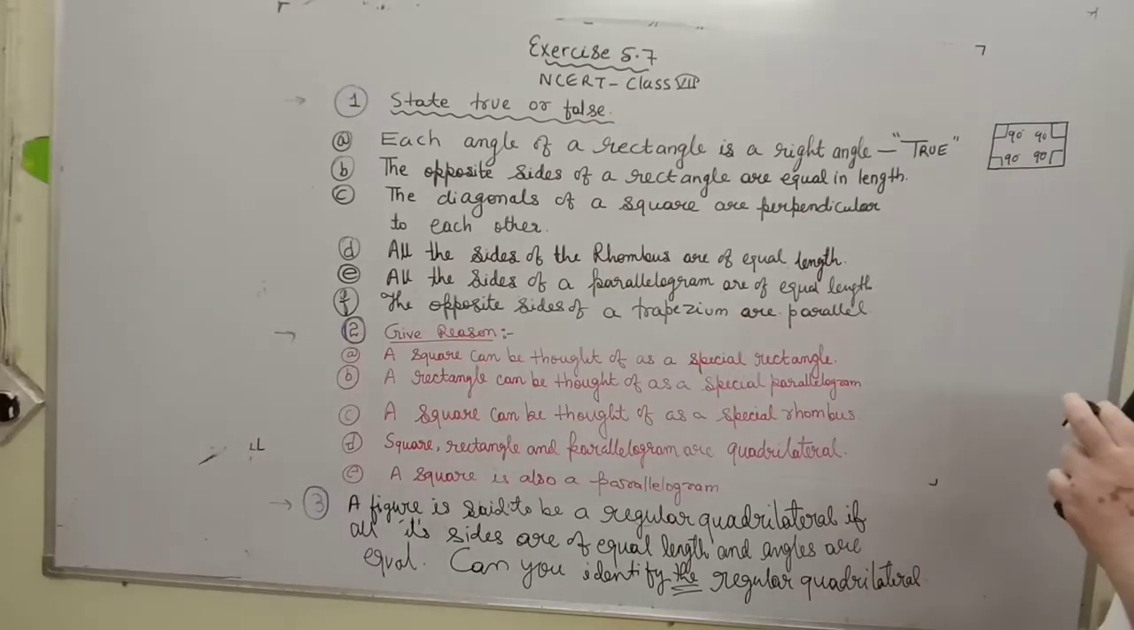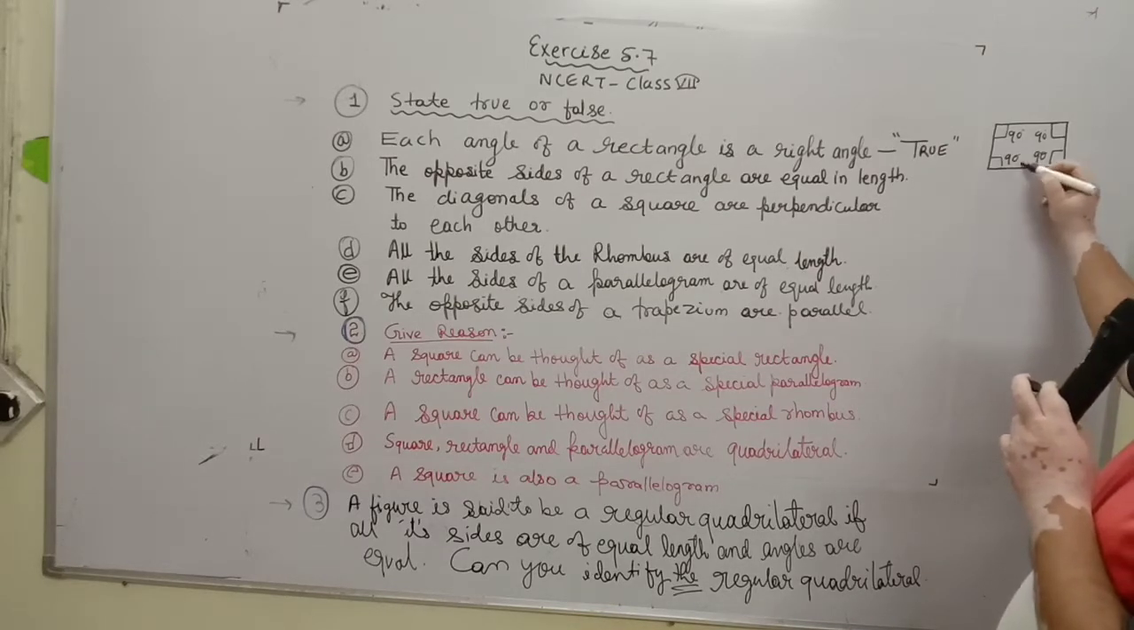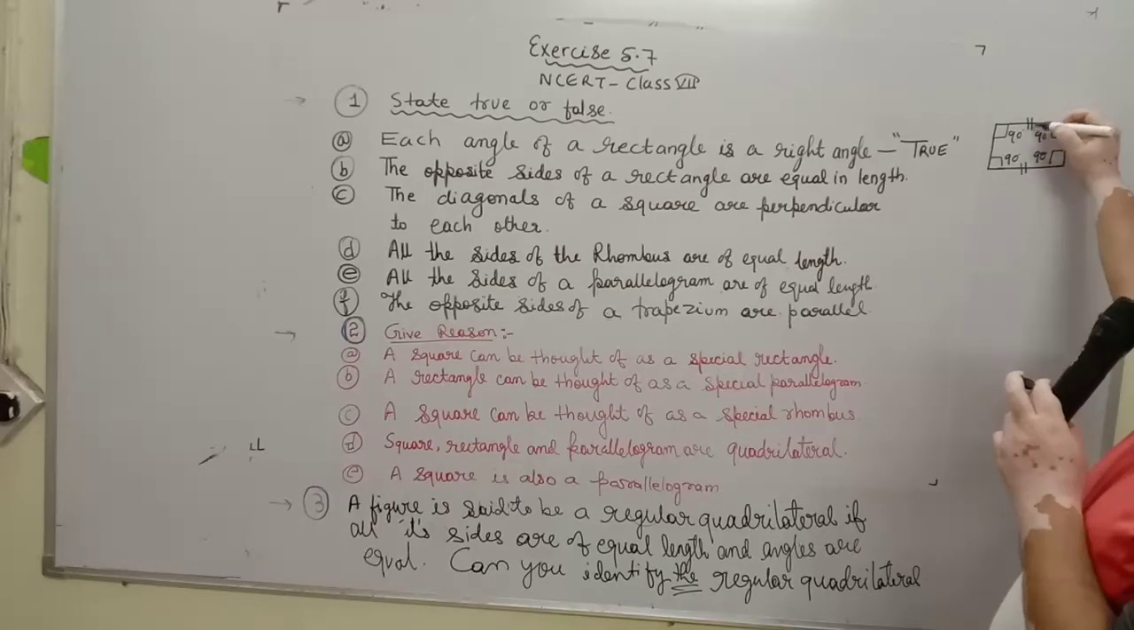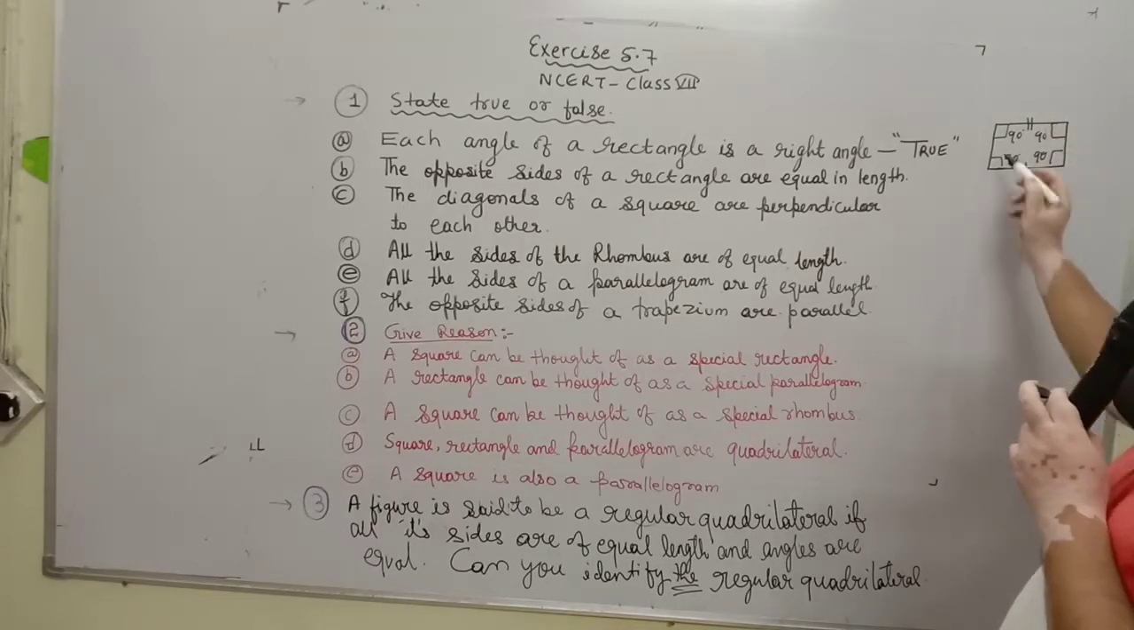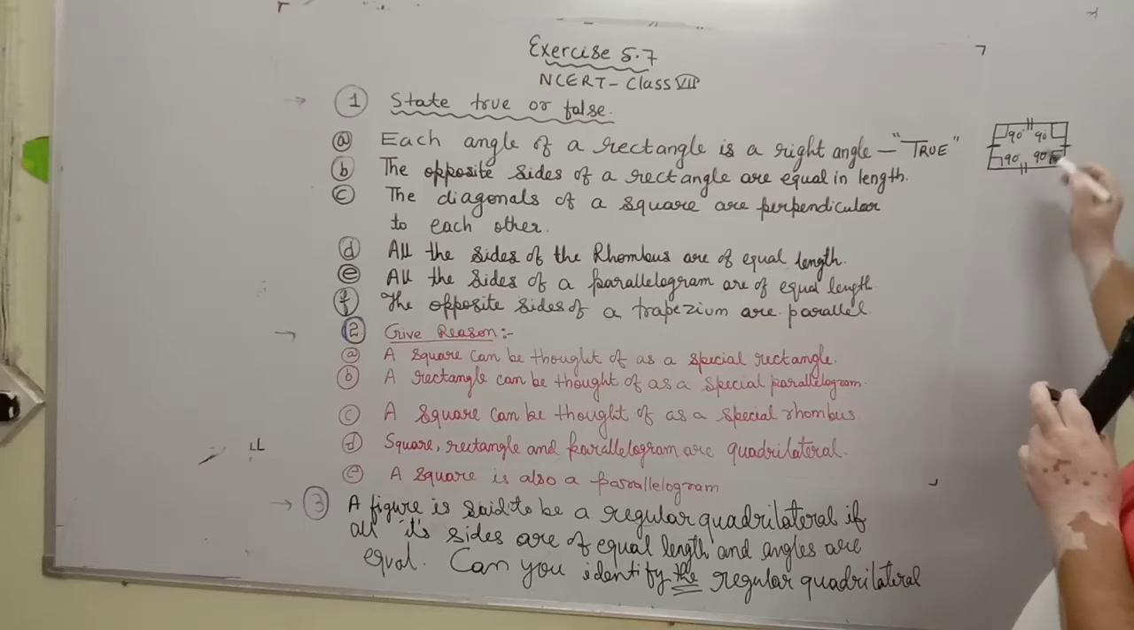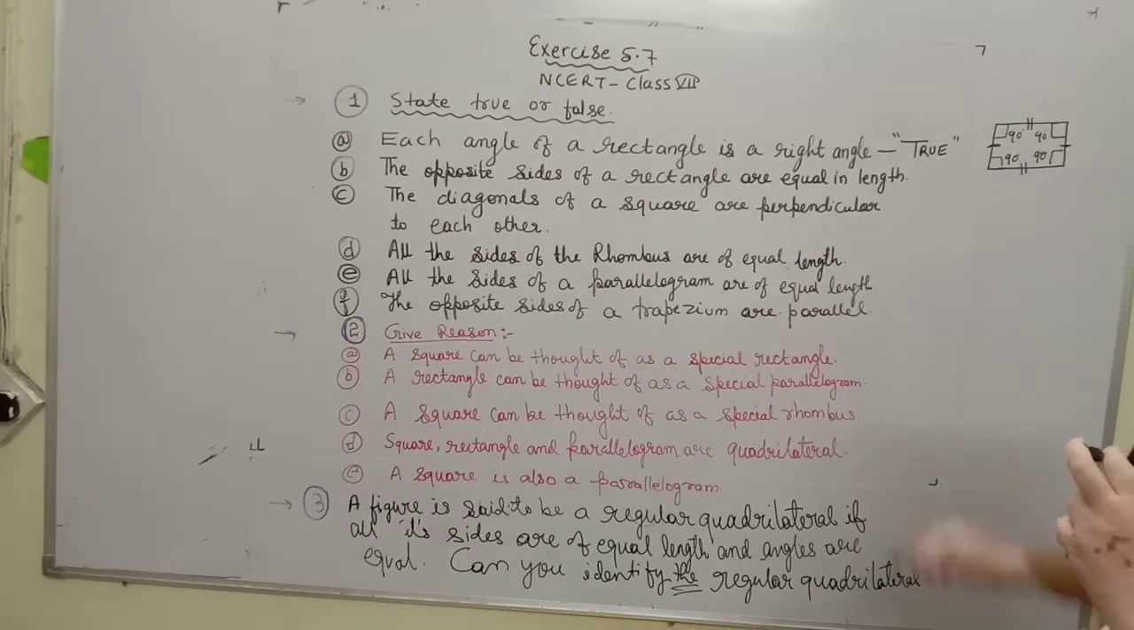Second is the opposite sides of a rectangle are equal in length. The opposite sides of a rectangle, like if this side we take and this side we take, they are equal. If I take this side and this side, they are also equal. So this is also true.